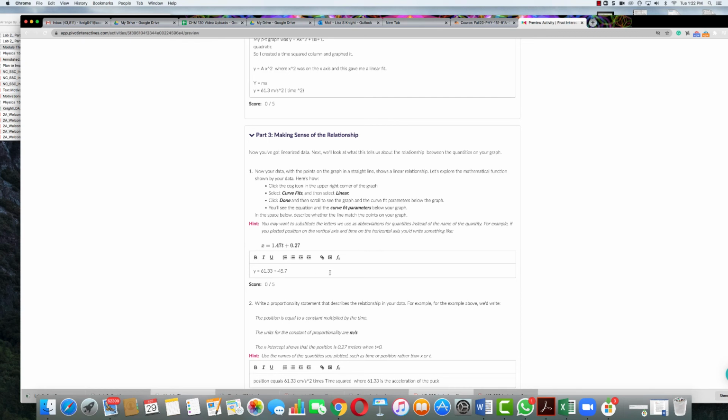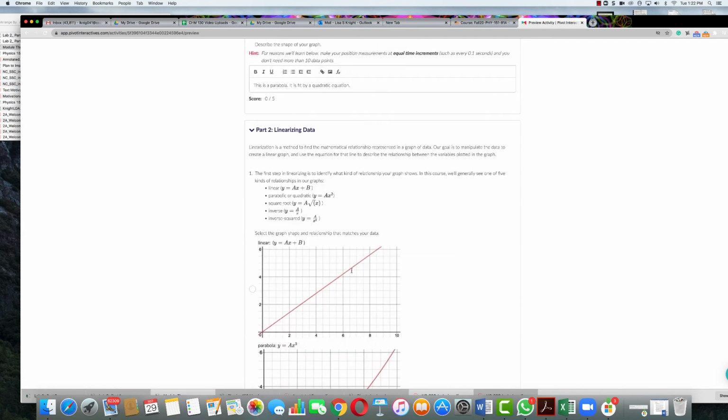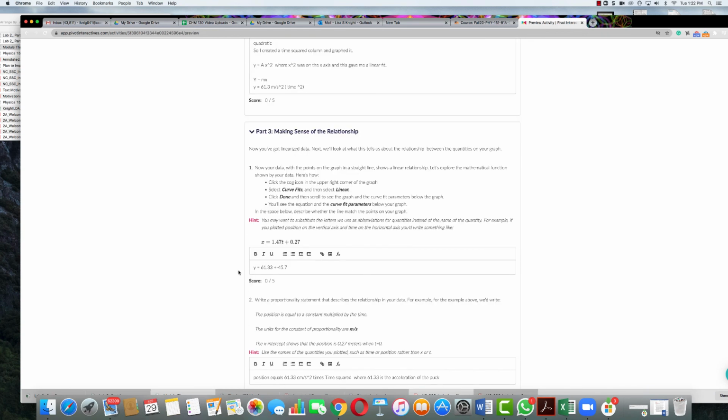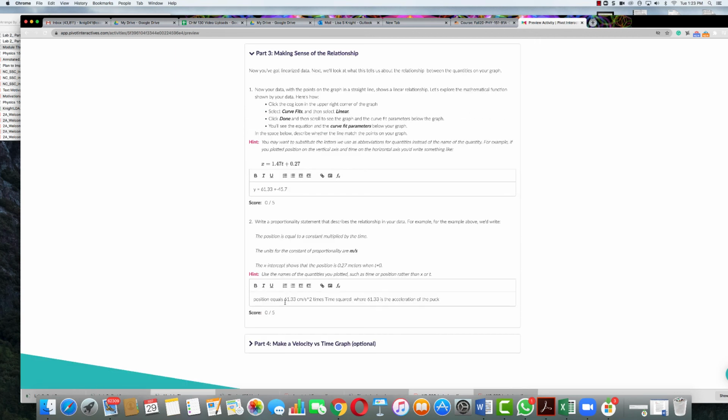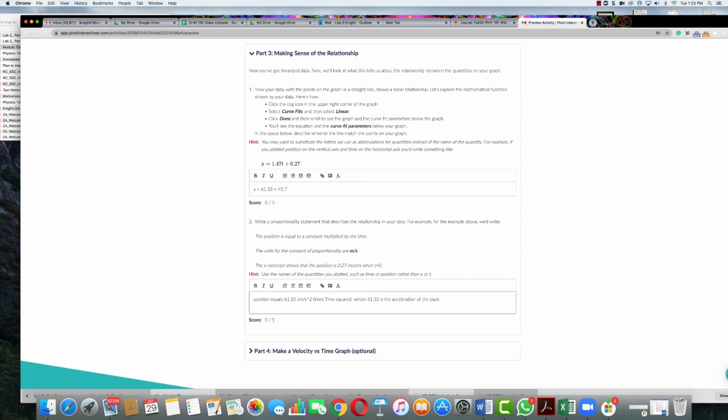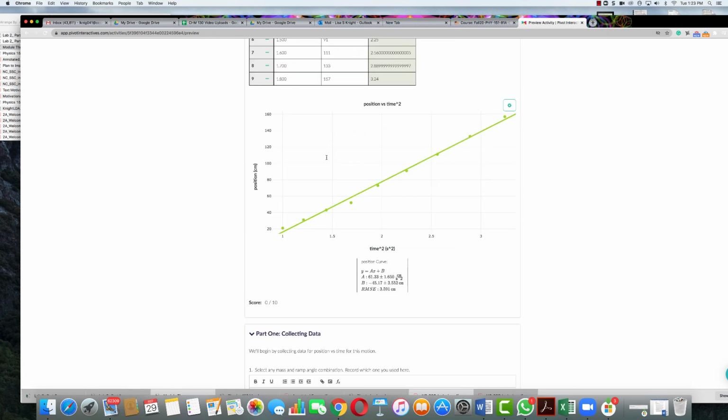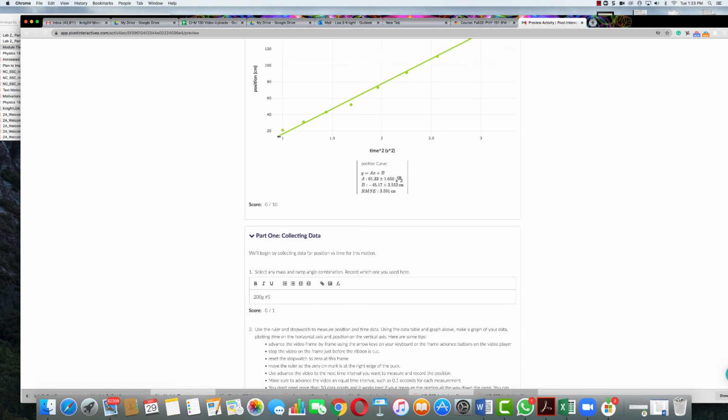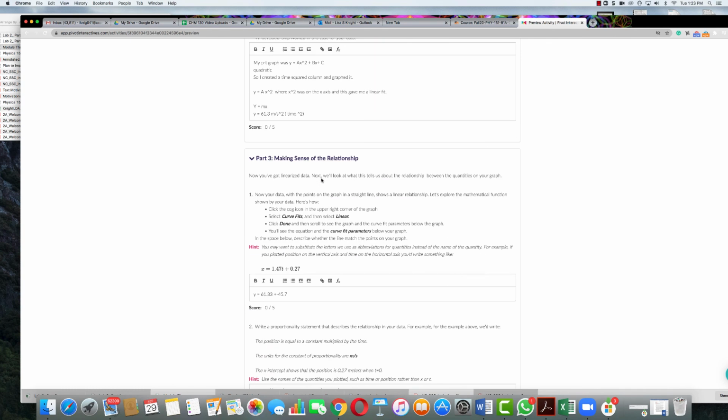Then they want you to write the equation out. So I just wrote the equation that the computer gave me, which was y equals 61.33 plus negative 45.7. And then they want you to describe what the equation is. They want you to tell what the units of it are and what it means. And then they want you to tell what the x-intercept is. So this is a position equation. The x-intercept would be where it was on the x-axis. So I didn't write that in my lab, but I will.